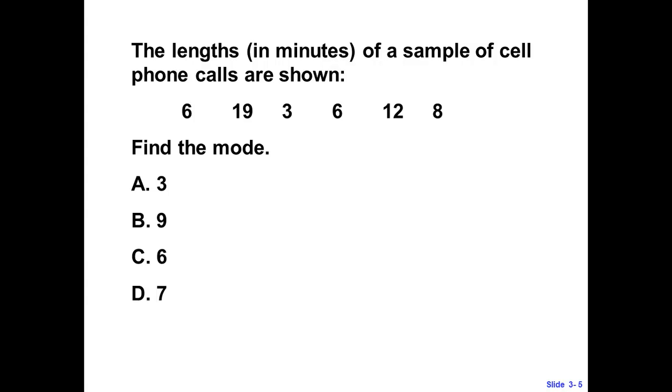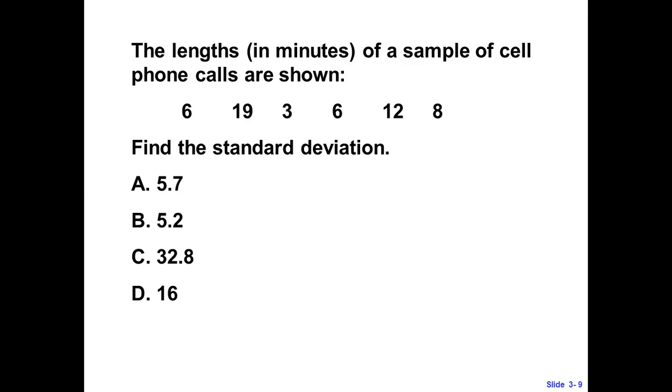Number 3, find the mode. The mode will be 6 since we have 2 6's. And for the range we need the maximum and the minimum value and then calculate the difference. 19 is the maximum minus 3, which is the minimum, so the range is equal to 16.